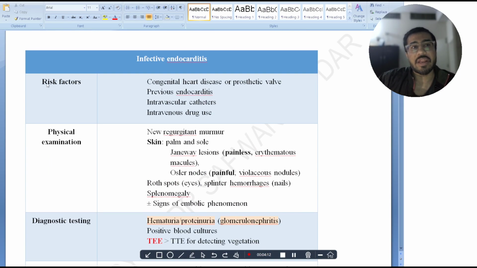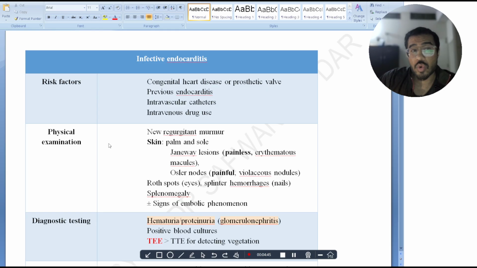So let's give it a read from the table. Infective endocarditis: congenital heart disease or prosthetic valve. Yes, that makes the person more prone. Previous endocarditis, obviously: if he had endocarditis once, he can have it again. Intravascular catheters, because they cause transient bacteremia, but they're not that high yield. The first two, prosthetic valves and congenital heart defects of the valves, and previous endocarditis: you just need to keep these three in mind, because these are the most high yield ones.